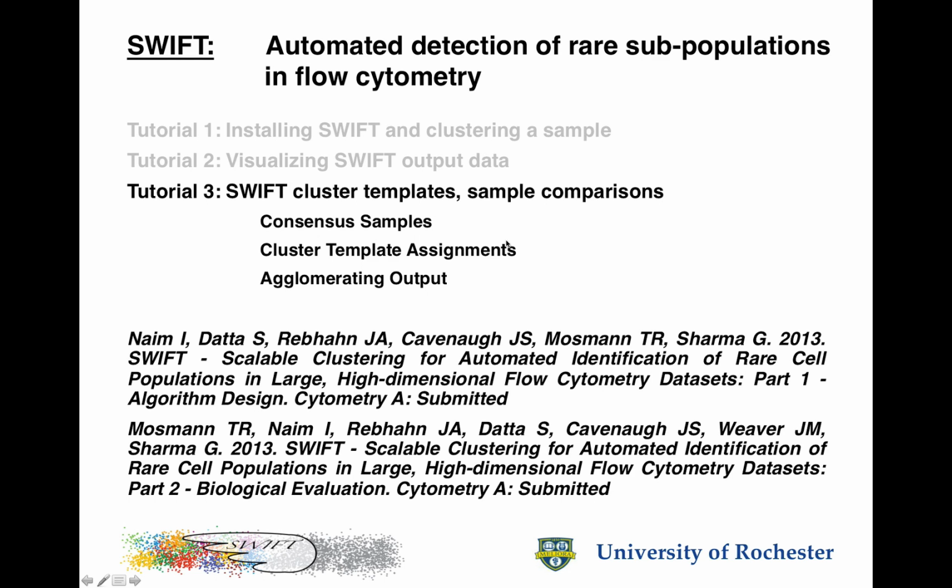This is the third tutorial describing Swift, our automated detection method for rare subpopulations in flow cytometry. In the first two tutorials, we guided you through installing Swift, performing a basic clustering of a sample, and then visualizing the type of output data provided by Swift.